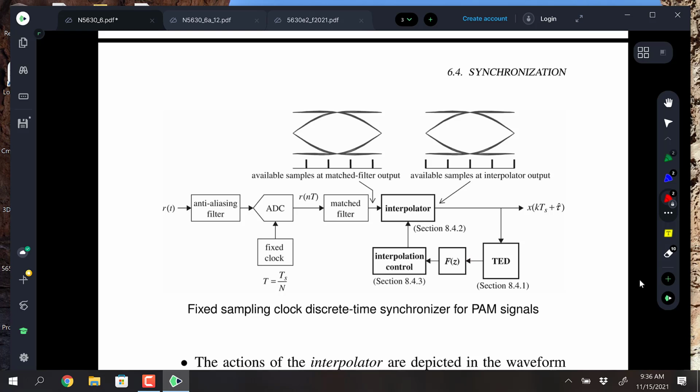But then you have an interpolator, which would be a Farrow structure using a Lagrange interpolator. And then you control that interpolator via the timing error detector. You can control the advance and retard of the interpolator, so it will get a sample that will always line up on the maximum eye opening.